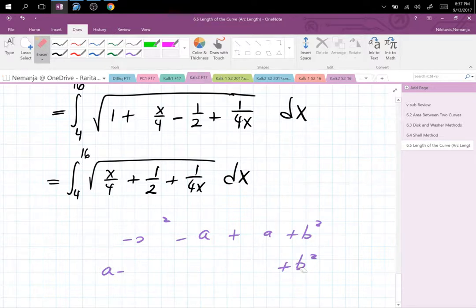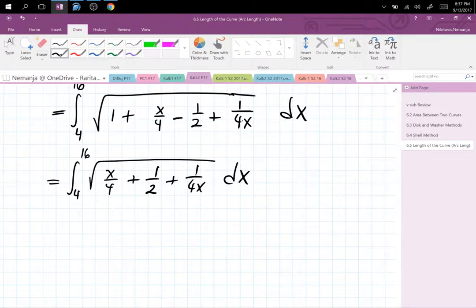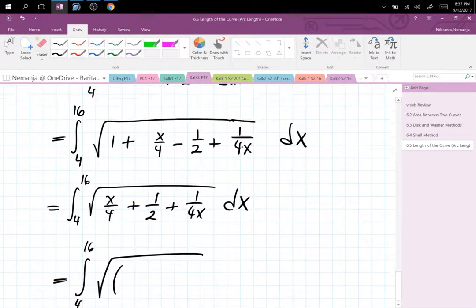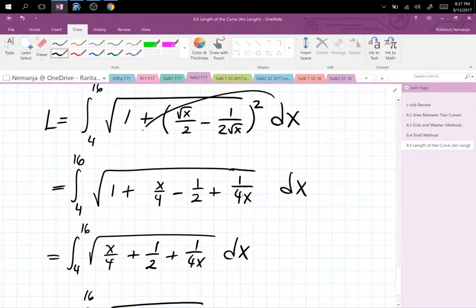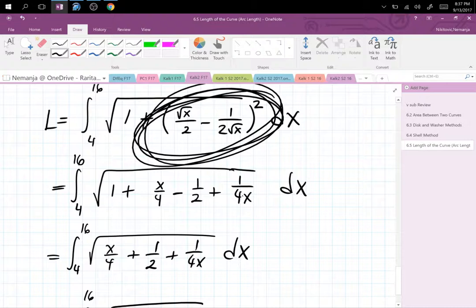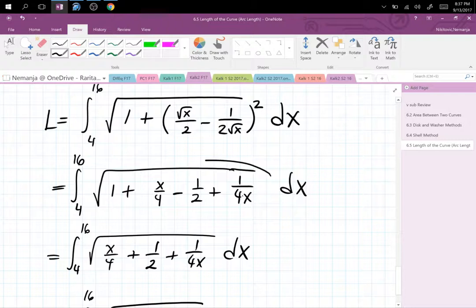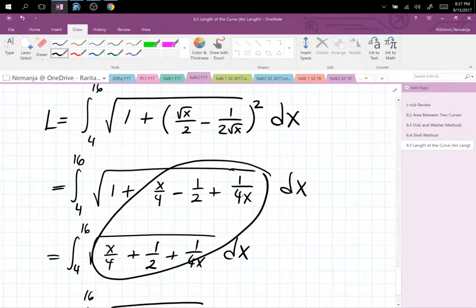So what I'm going to do here is I'm going to simply write this as the integral 4 to 16 square root of, and I'm going to go back up and look and write root x over 2 plus 1 over 2 root x everything squared dx. So I'm using the same thing from here, except I'm changing the middle sign, and that's because these two are the same. It's just the middle sign is off. And we see that from formulas in algebra.